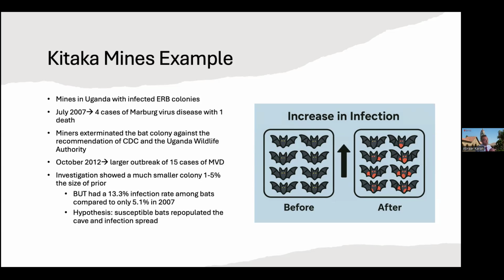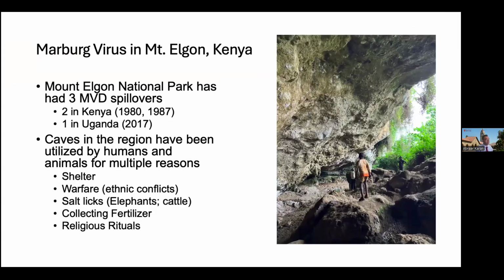Now, this colony was much smaller than the previous one that was exterminated. It was only 1 to 5% of the size, but it had a 13.3% infection rate among bats compared to only 5% in the 2007 colony. So the hypothesis was that a bunch of susceptible bats repopulated the cave and more infection actually ended up spreading.